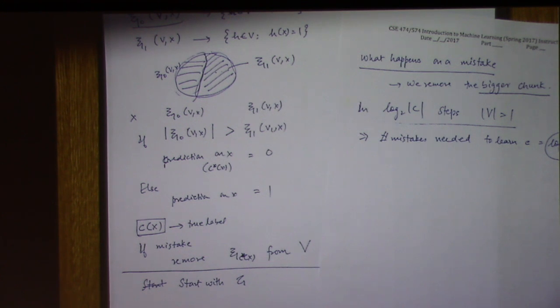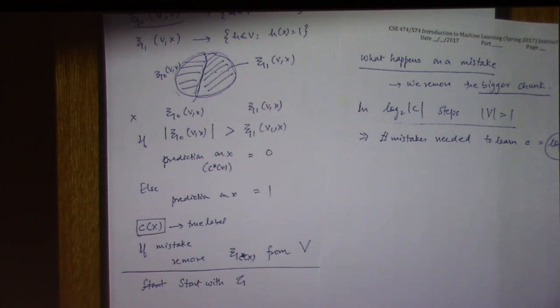I'm sorry, what's that? In case of no mistake, you don't do anything. At least for this algorithm, you don't do anything, because if you do not make a mistake, that means that the concept is in this class. Let me try to think. Maybe you can, but for this algorithm, you don't.